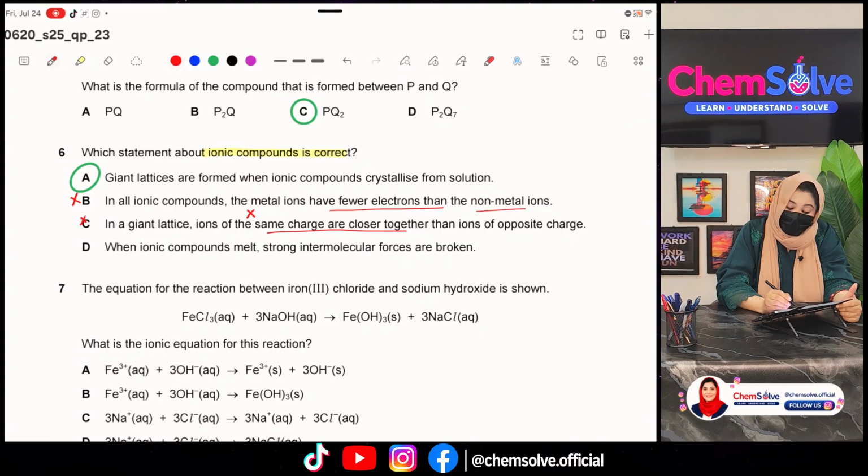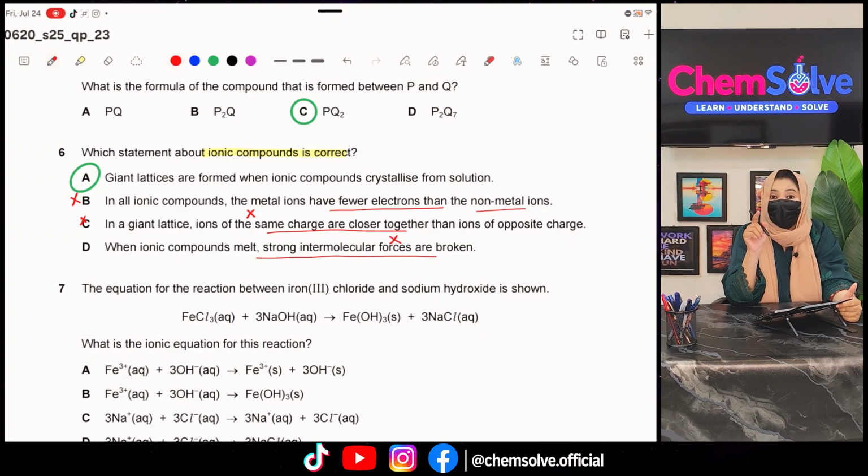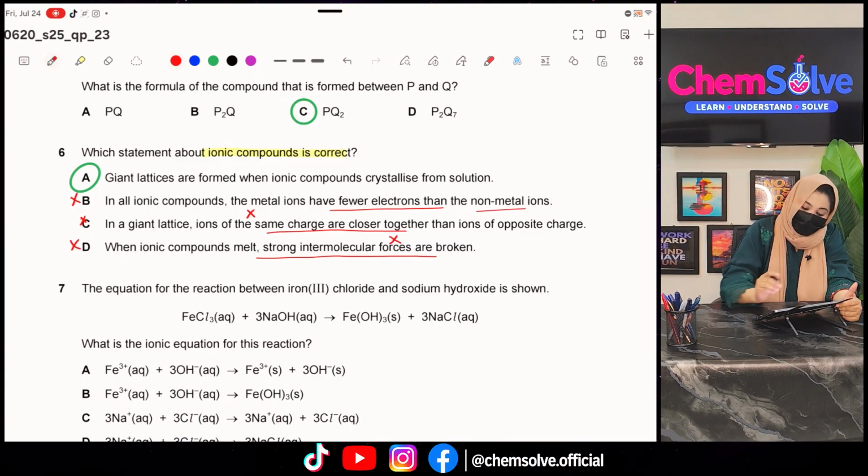When ionic compounds melt, strong intermolecular forces are broken. Not at all. Intermolecular forces are in covalent compounds, while in ionic compounds, we say electrostatic force of attraction. So this is a wrong statement as well.